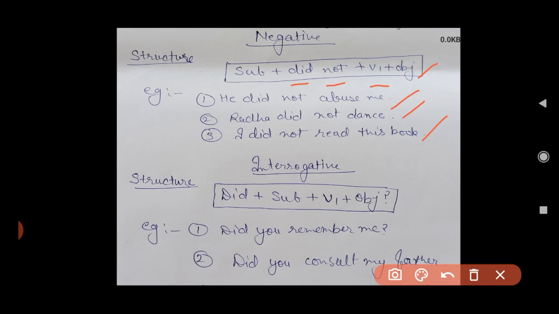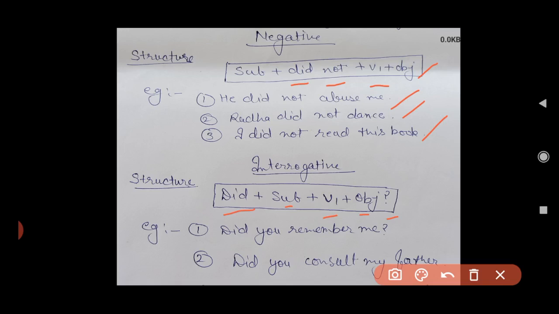Students, what's the structure of interrogative sentence in past indefinite tense? First of all, we will put did at the starting of the sentence, and after that we will put the subject, and after that we will place the verb's first form and object, and at last we will put a question mark. Students, remember one thing, that the question mark is necessary at the end of an interrogative sentence. Okay, did plus subject plus verb's first form plus object and at last question mark.